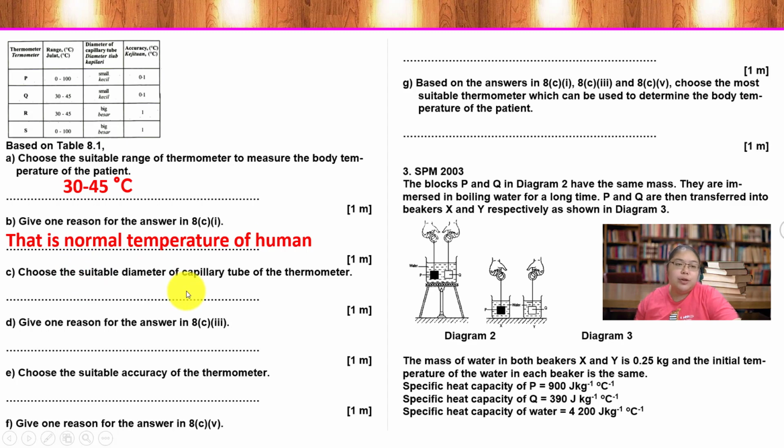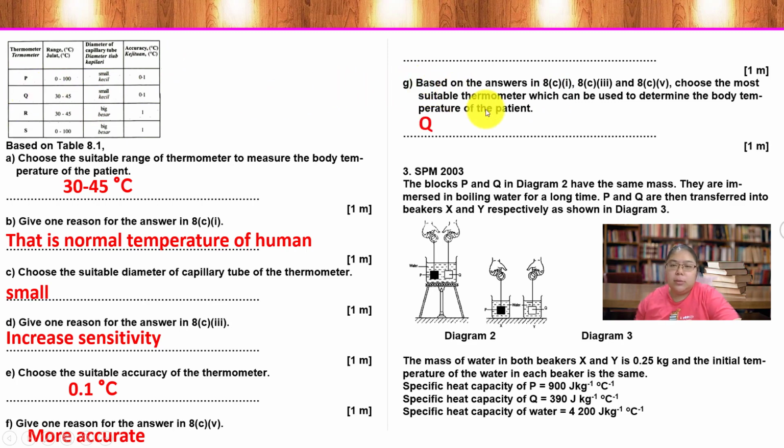Okay, diameter, we choose the narrow one, small. Reason, we want to increase the sensitivity. Accuracy, we must choose the small one. So from here, the accuracy must be 0.1 degrees Celsius. The reason why I choose the small accuracy is because it can be more accurate. Now last one, you need to choose which one is the most suitable. So from here, I choose the answer should be Q.